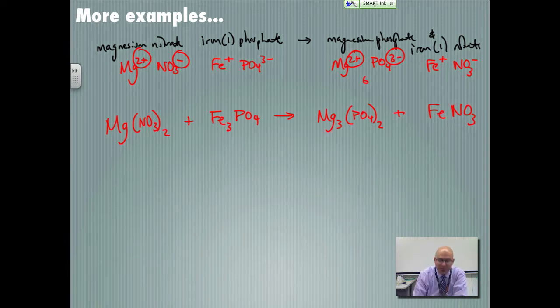Now let's balance it. Again, tips: I like to save my O's for the end because they're in everything. I'm going to save my nitrogens and my phosphoruses for later as well because they're polyatomic. Let's do our cations. 1 magnesium, 3 magnesiums. I'll put a 3 in front. That takes care of my magnesiums. 3 irons, 3 irons. I'm all set.